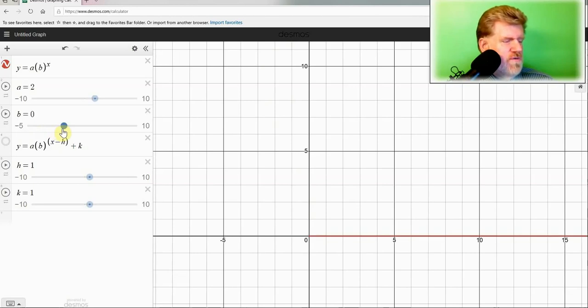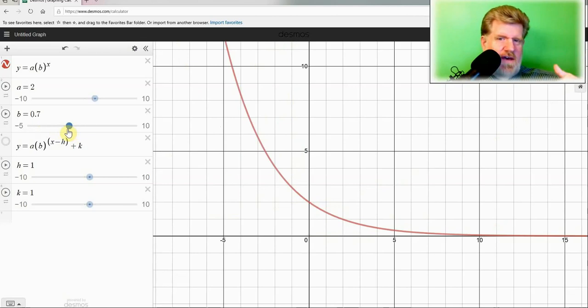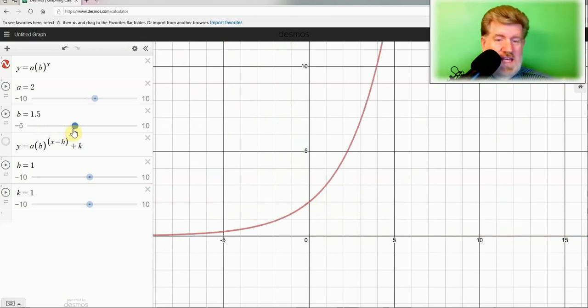But what I want you to know is, when b is between 1 and 0, the graph is what we call a decay. It's going down because we're taking a fraction of it, like a half or a third. When b is greater than 1, it's going up. So can you think of a couple things right now where exponential increase is happening? Oh, I don't know, maybe the population of the world.